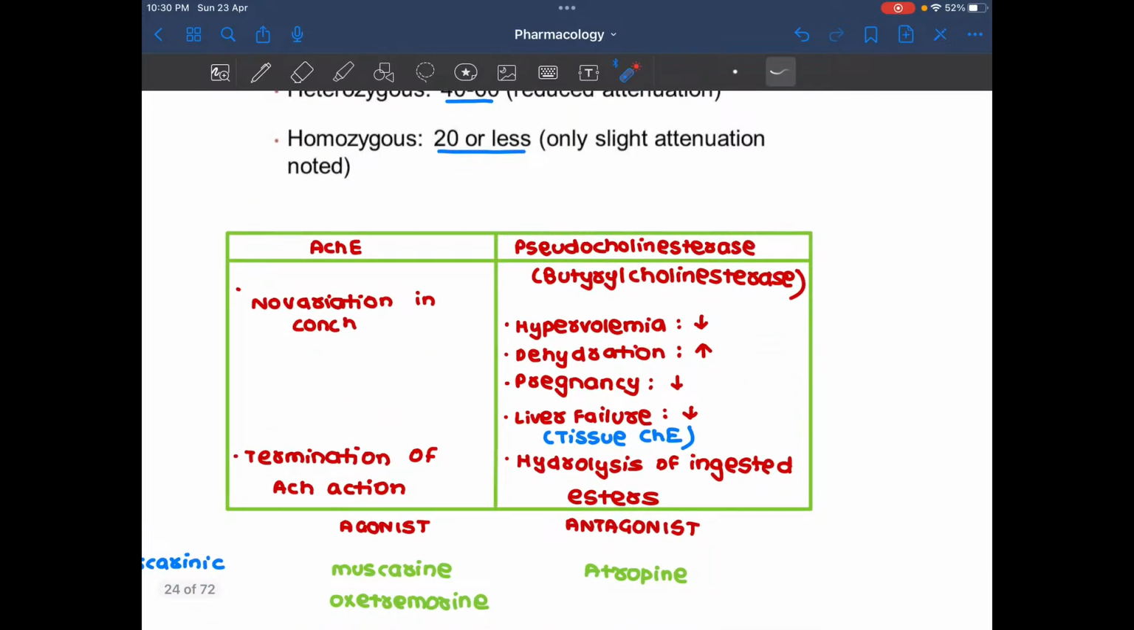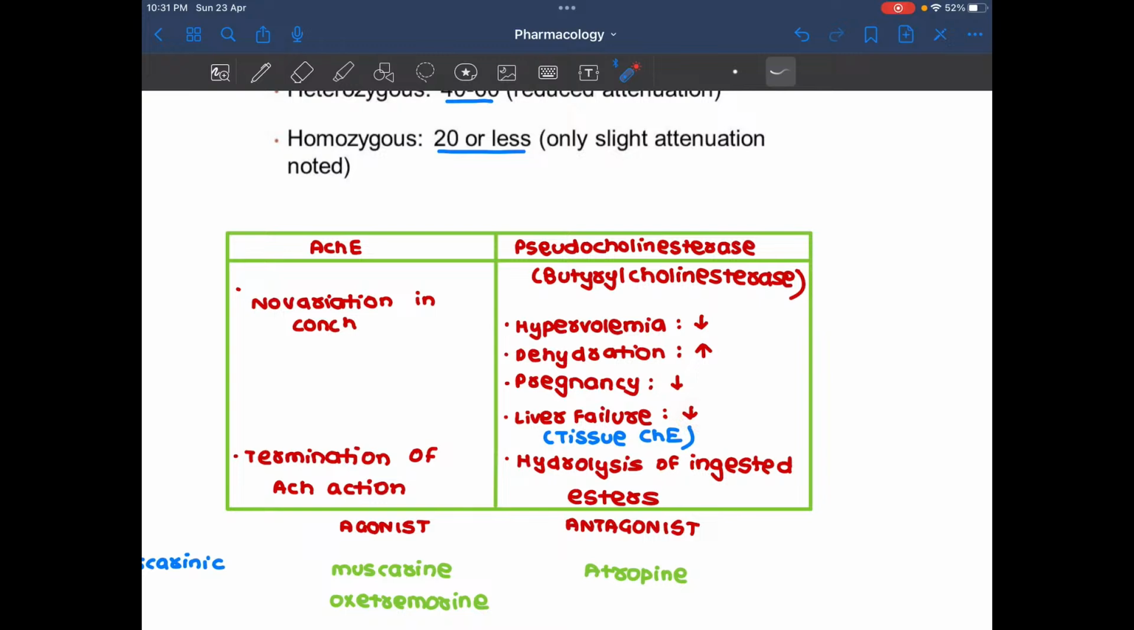What about the next thing? For acetylcholinesterase there is no variation in the concentration, whereas butyrylcholinesterase will depend upon your plasma volume because it's present in the plasma. In case of hypervolemia, we're going to see a fall in the plasma concentration of butyrylcholinesterase or pseudocholinesterase. In case of dehydration, because our plasma volume decreases, we're going to see an increase in concentration. Whereas in pregnancy, which is a state of hemodilution, we're going to see a fall in pseudocholinesterase as well. In case of liver failure, because our tissue cholinesterase is not there, that's a type of butyrylcholinesterase, again we're going to see a decrease.